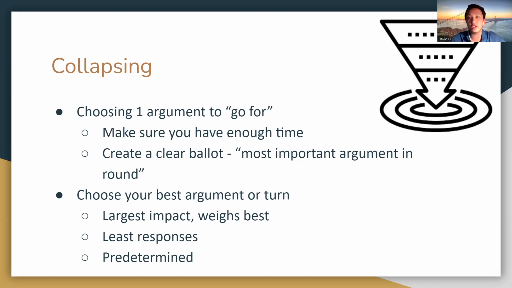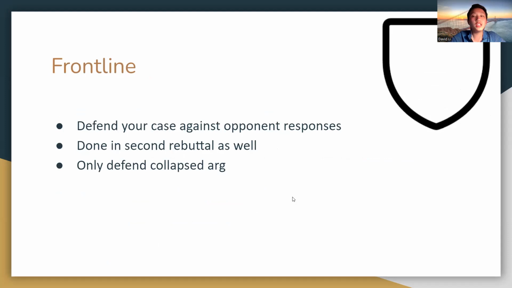All right, now that we've talked about what collapsing is, which is just picking your best argument, let's see what you have to do from here. The next main step you want to do is frontlining. So in this case, you want to defend the argument that you collapsed on from your opponent's responses. At the end of the day, even if you only pick one main point, if you don't respond to your opponent's responses, the judge will most likely not buy it. That's why frontlining is a very important part of the summary.